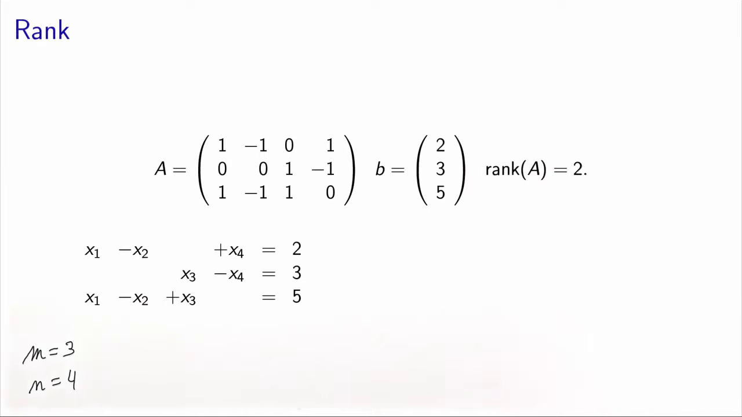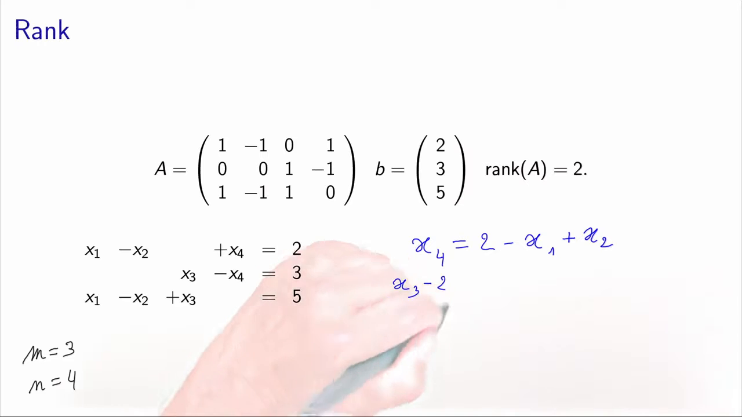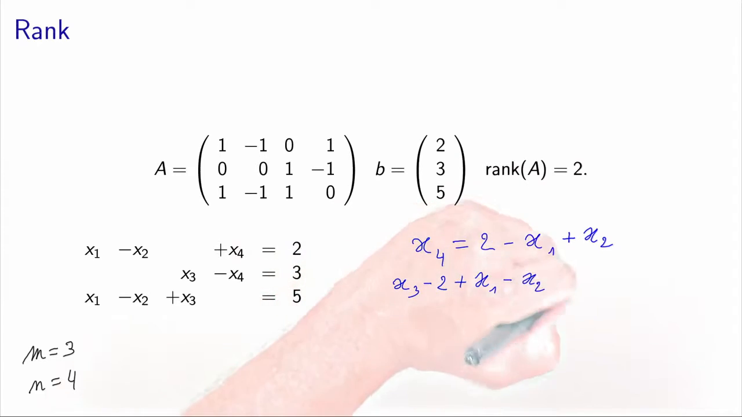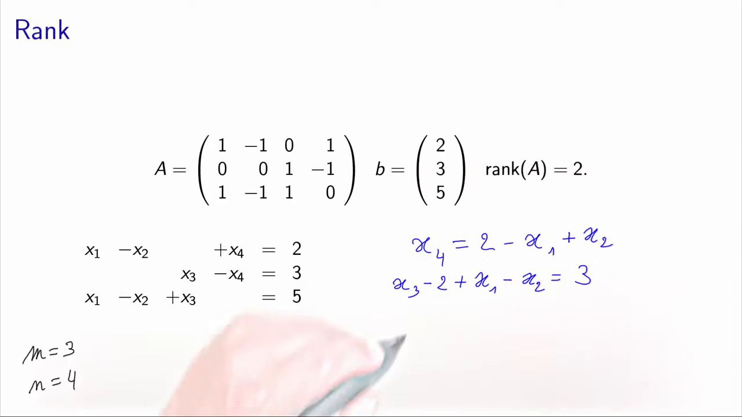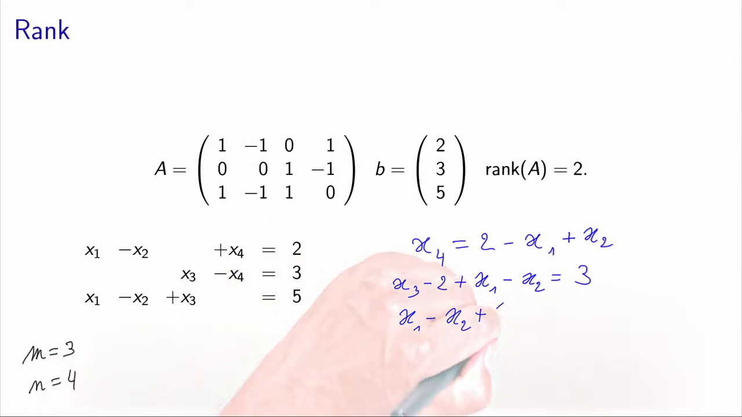Let's see why. We write the first constraint here and eliminate x4: x4 equals 2 minus x1 plus x2. Now we replace this value of x4 in the next constraint. So we have x3 minus x4, so minus 2, plus x1 minus x2 equals 3. Now let's reorder the variables and move the minus 2 to the other side, and we obtain x1 minus x2 plus x3 equals 5.